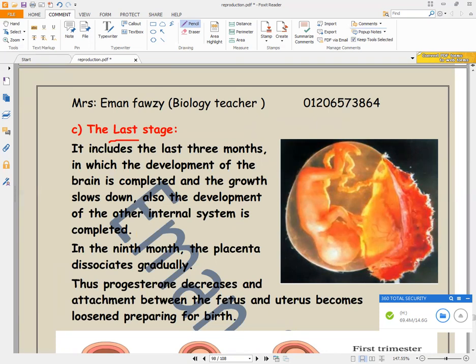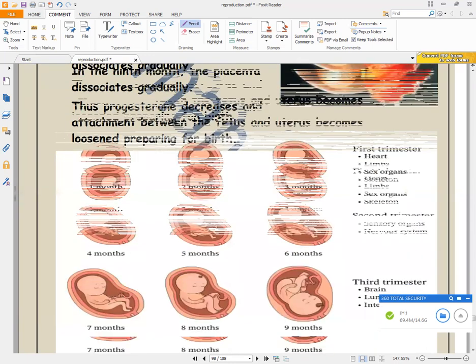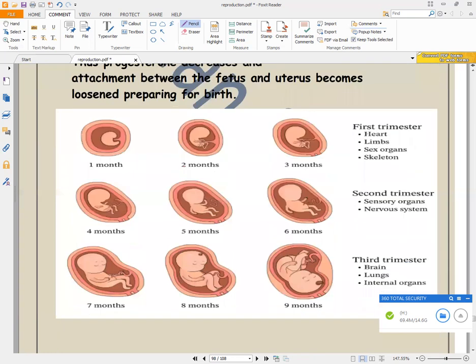Also, in the 9th month, the placenta dissociates gradually. So the progesterone will decrease, as the placenta secretes progesterone, and the attachment between the fetus and the uterus becomes loosened. Preparing for what? Preparing for birth. So we have here a summary about the pregnancy stages.